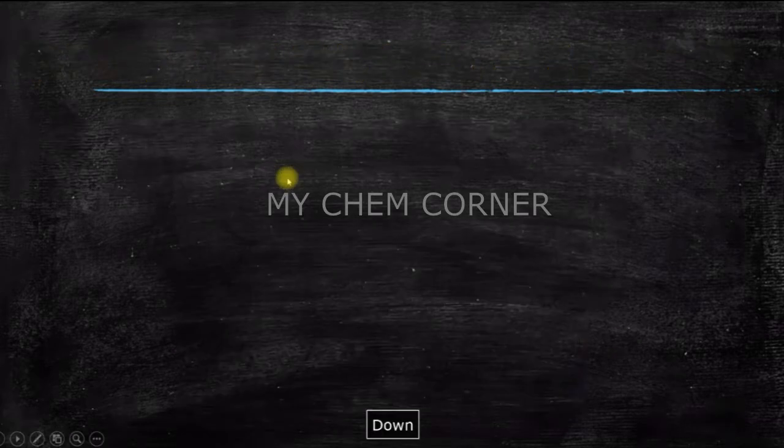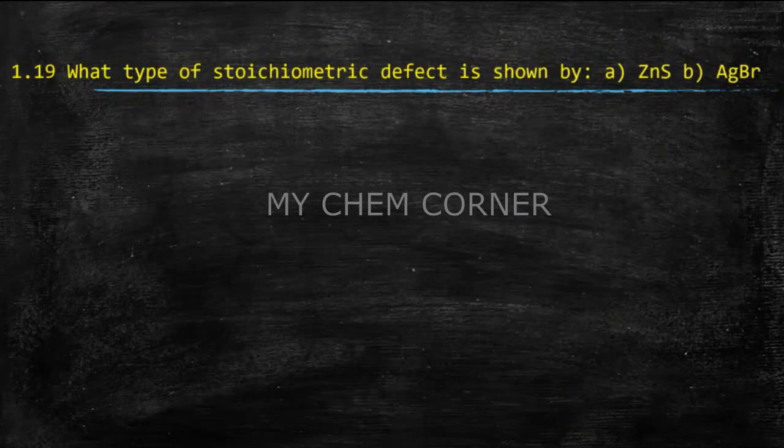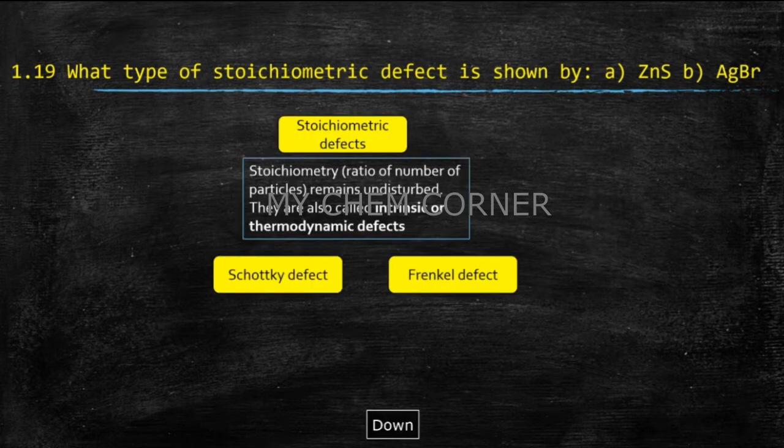Now the next question is question number 1.19. What type of stoichiometric defect is shown by ZnS and AgBr? Before we jump into analyzing it, let's see what stoichiometric defects we have and what stoichiometric defect itself means.